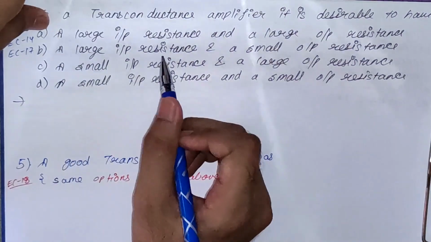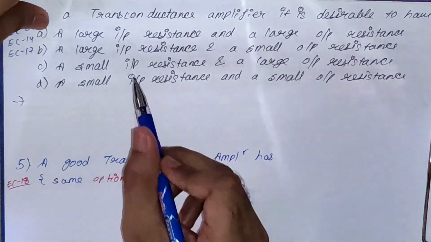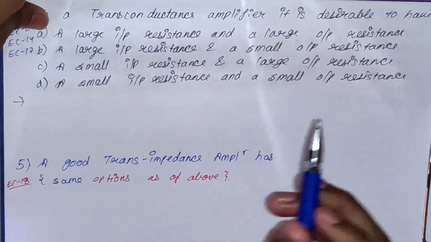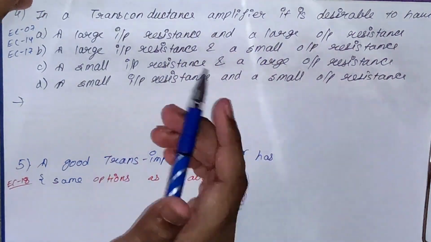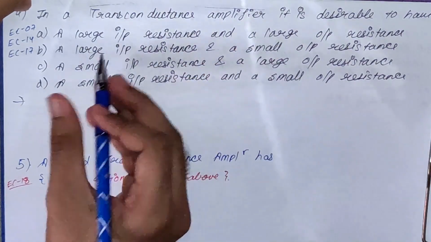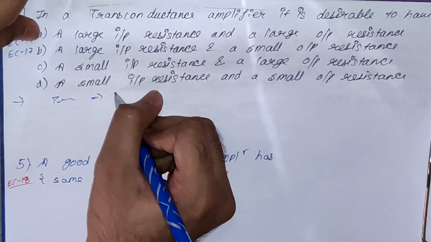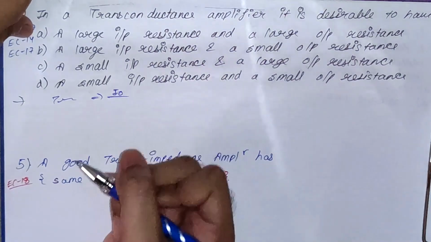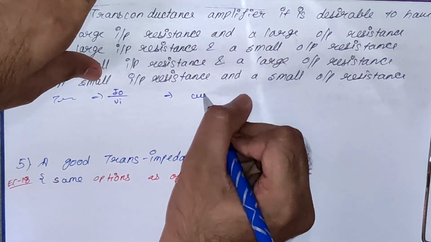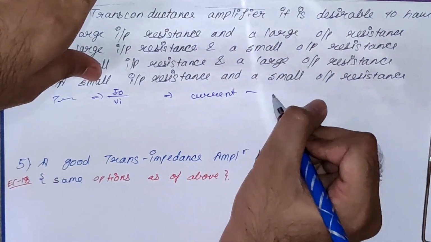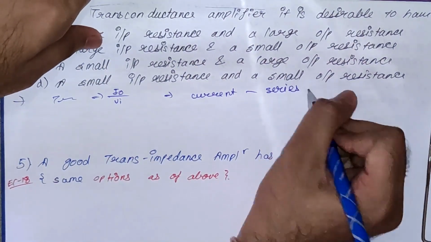And the options here are: large input resistance, large output resistance; large input resistance, small output resistance; small input resistance, large output resistance; small input resistance, small output resistance. Same trick we are going to apply, we will attack on the name. The name here is transconductance amplifier. Transconductance amplifier means at the output we will have a current and at the input we will have a voltage. At the output we have a current, so the sampling will be current sampling, and at the input mixing we have a voltage, basically series mixing.